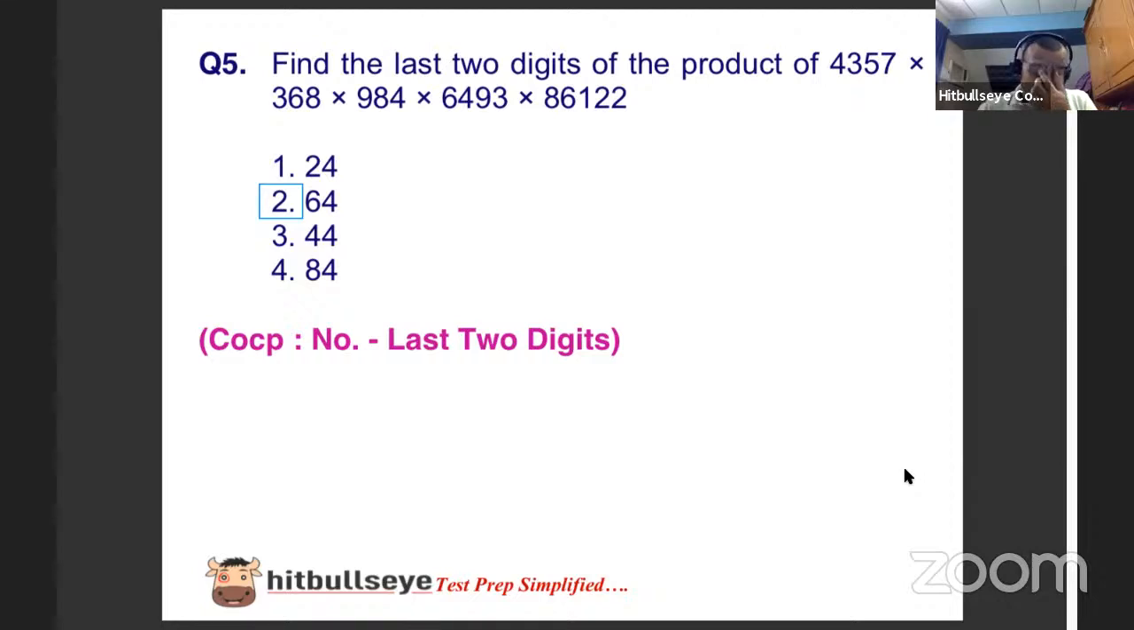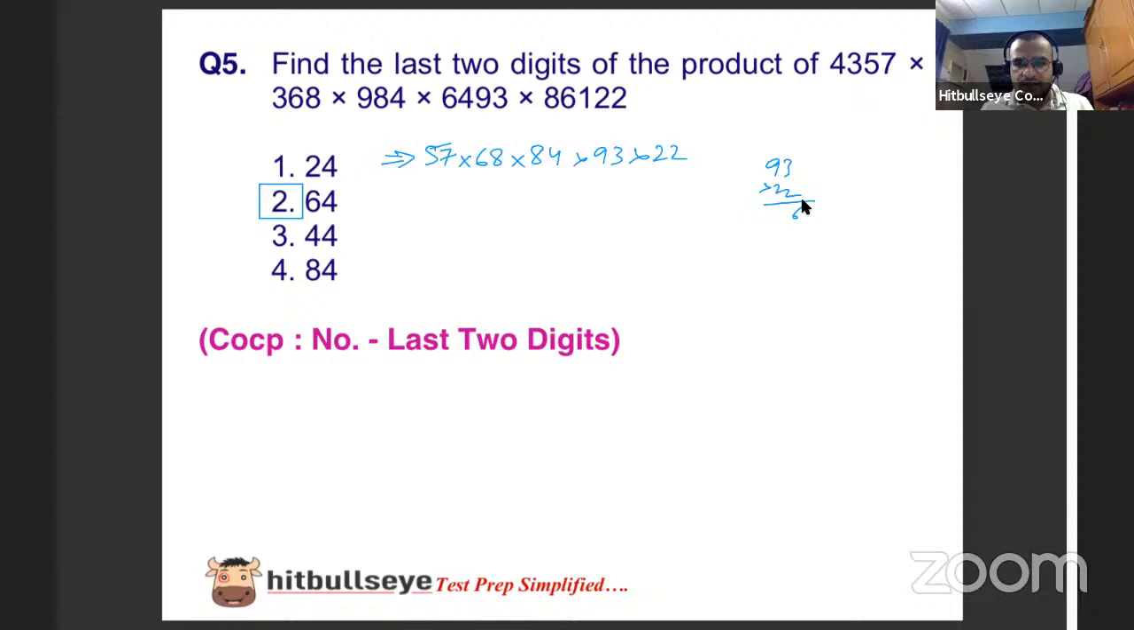Great. Come, let's discuss and see if all of you are getting the right answer or not. So here, like I suggested, we have to just focus on the last two digits of whatever numbers are there. And so I can write down the same expression as something like this: 57 into 68 into 84 into 93 into 22. I'm just focusing on the last two digits. Now I'll start multiplying each one of them and just focus on the last two digits again.